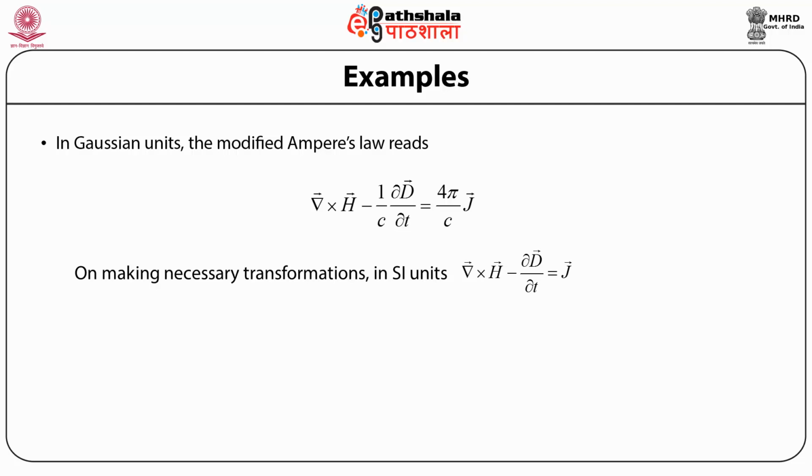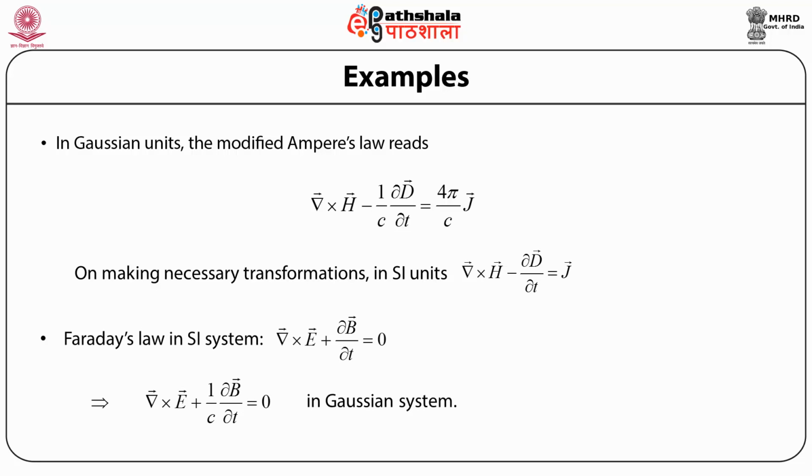Hence in SI unit the equation becomes del cross H vector minus del D vector by del t equals J vector. Similarly, in example 3, Faraday's law in SI system can be written as del cross E vector plus del B vector by del t equals 0, and in Gaussian system it can be written as del cross E vector plus 1 by C del by del t of B vector equals 0.